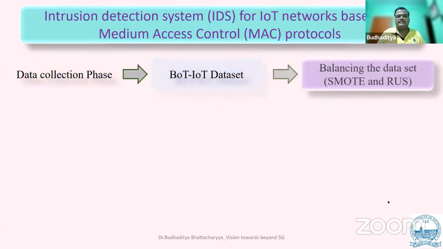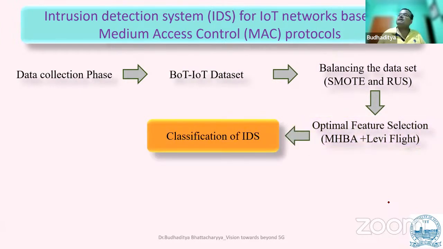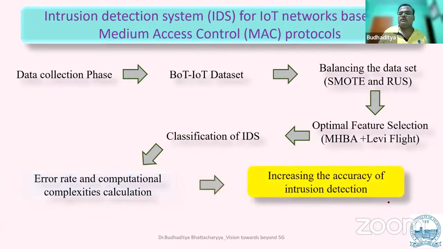Just to give you an insight: first we are collecting the data, then we are going for the Bot-IoT data set, then we are balancing the data set, then we are doing the optimal feature selection using MHBA and Levy flight. Finally we come to the classification of the intrusion detection. After the classification is done, we are trying to find out the error rate and the computational complexity of the optimization process itself, whether it is too cumbersome to calculate. And finally, we are taking into account the accuracy and the intrusion rate as well.